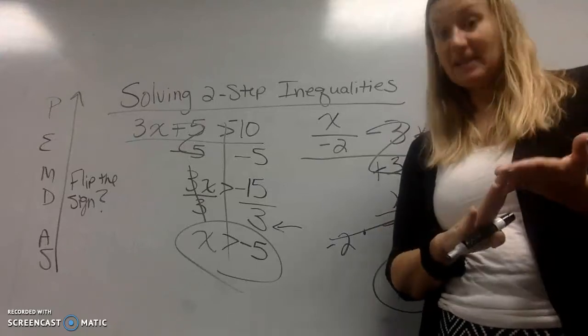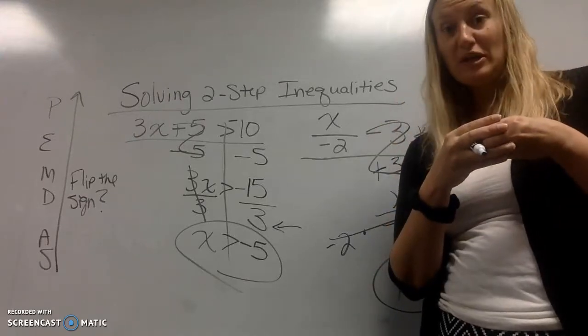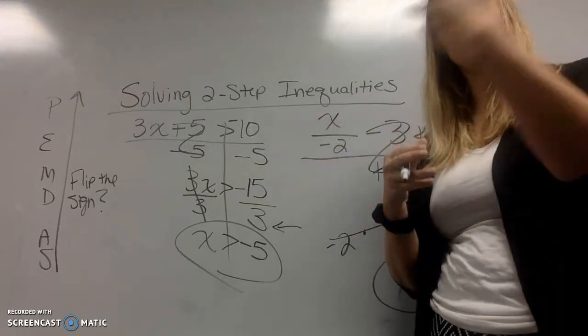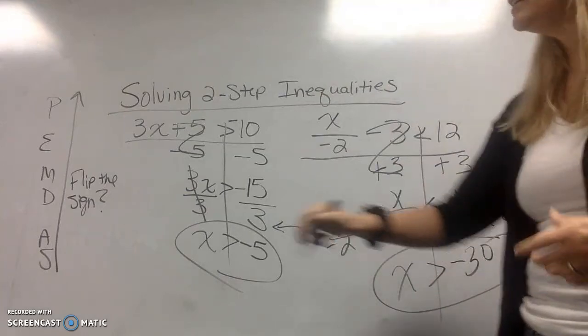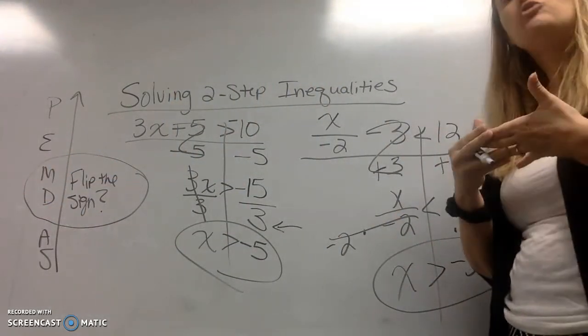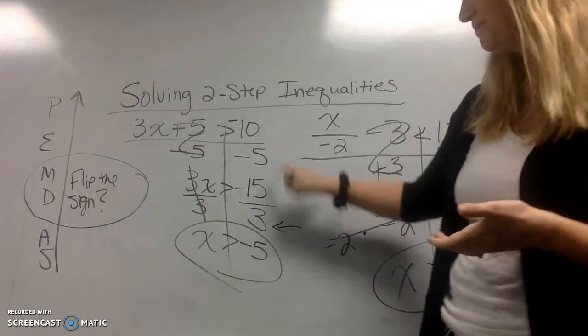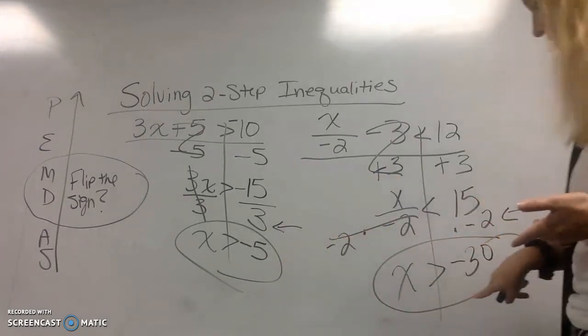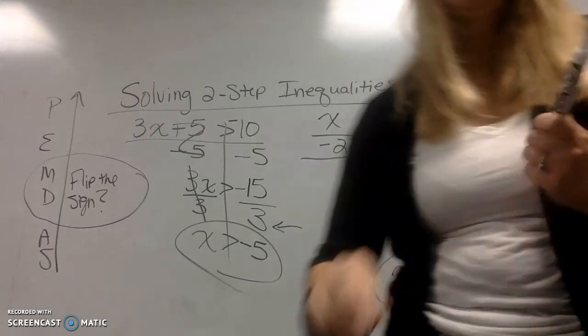So, same exact steps as solving a two-step equation. Order of operations in reverse, use the inverse, balance the scale, do the math. When getting rid of multiplication and division, that's when you're going to ask yourself, do I flip the sign or not? Sometimes you won't, sometimes you will. You just have to stop and think about that.